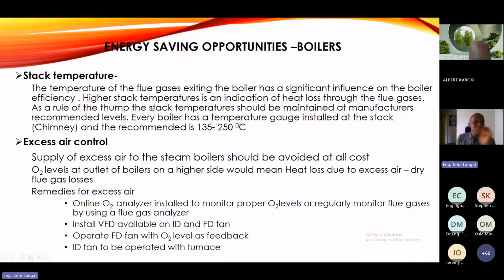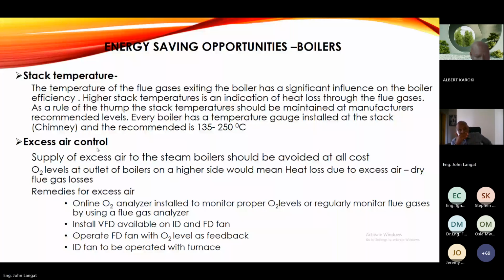So what do you do with excess air control? Because as I told you, excess air means incomplete combustion. So supply of excess air to the steam boiler should be avoided at all costs. O2 levels at the outlet of boilers on a higher side would mean heat losses due to excess air and dry flue gases. What are the remedies?